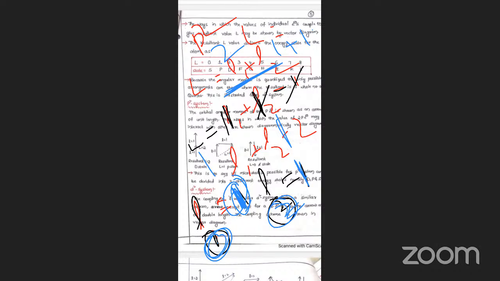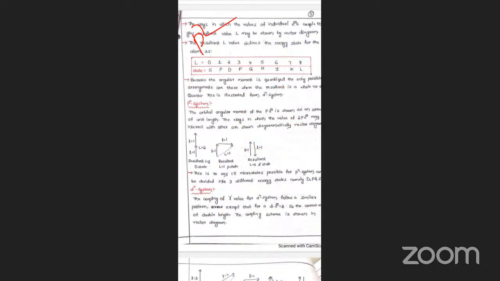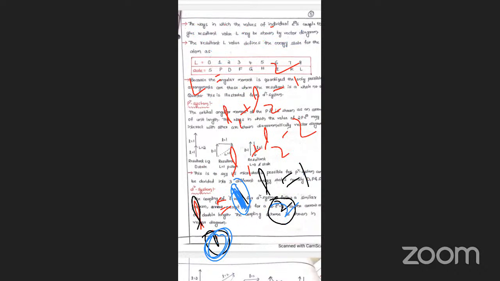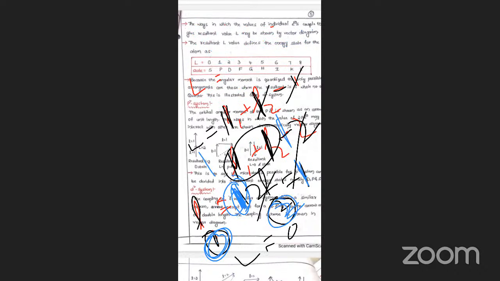Next, in this equation, L1 is equal to 1, L2 is equal to 1. Minus 2: 1 plus 1 is 2, the 2 gets cancelled. L is equal to 0. That means in the P2 configuration, the L values given are L is equal to 2, 1, 0.